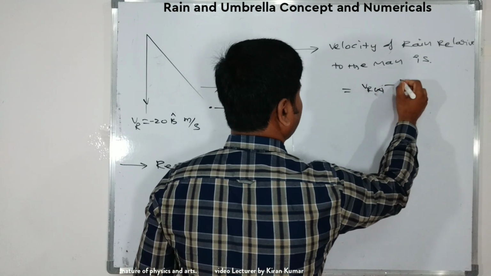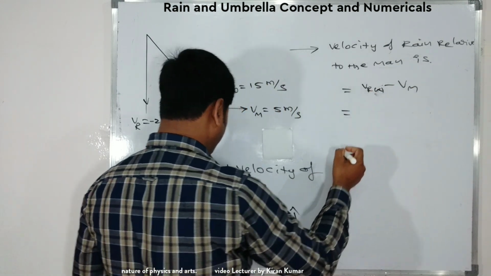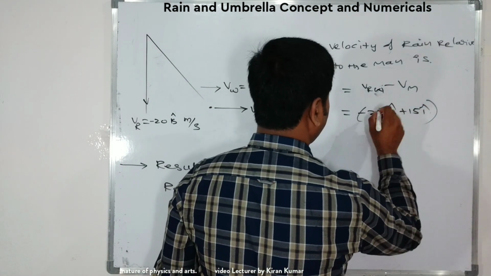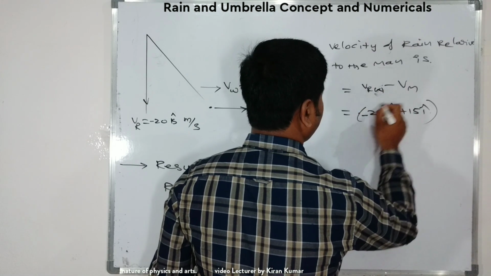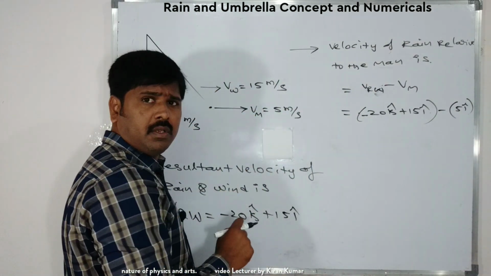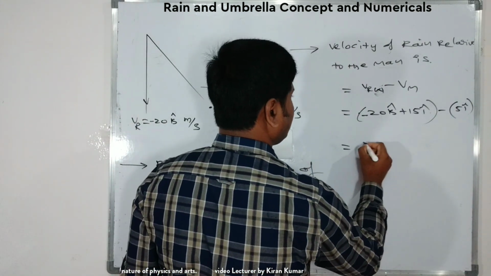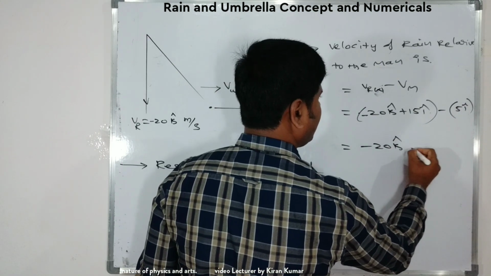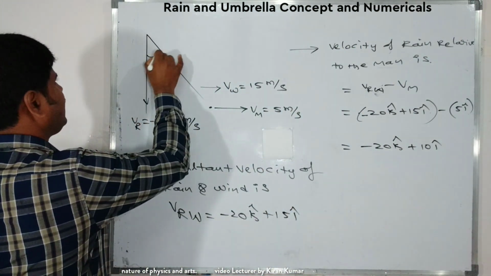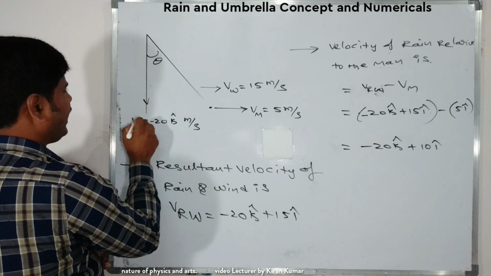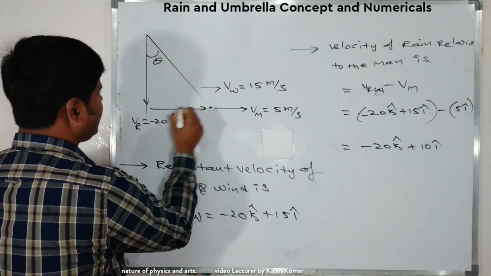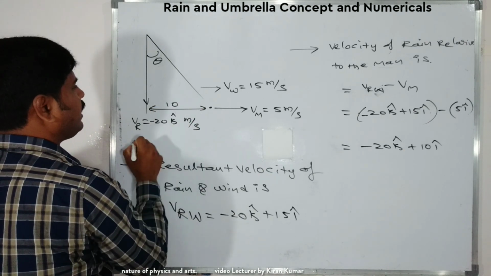VRW minus VM. The VRW value is minus 20 k cap plus 15 i cap, and the velocity of the man is 5 i cap, so along the positive x-axis. So then that is minus 20 k cap plus 10 i cap. So we can take, this is making an angle theta. The z-axis value we have taken here as negative z-axis, and this value represents 10.